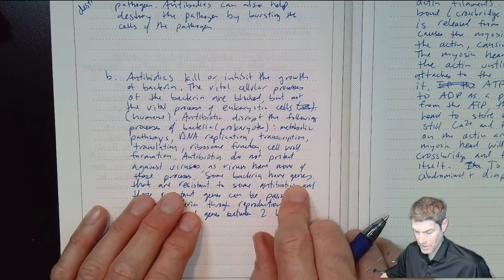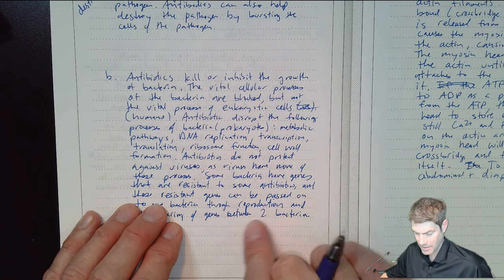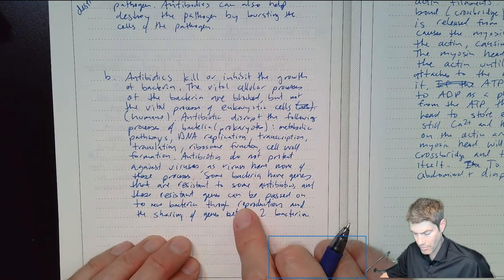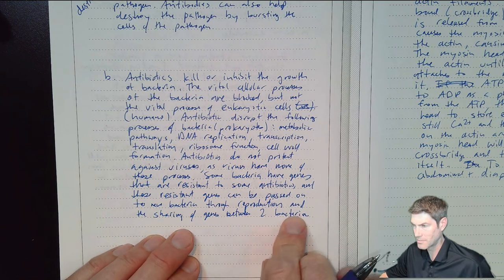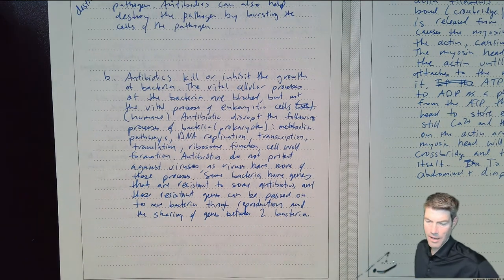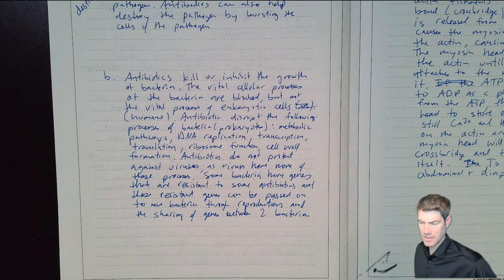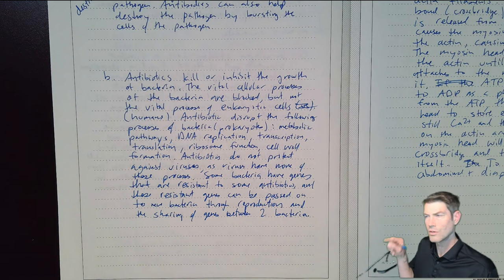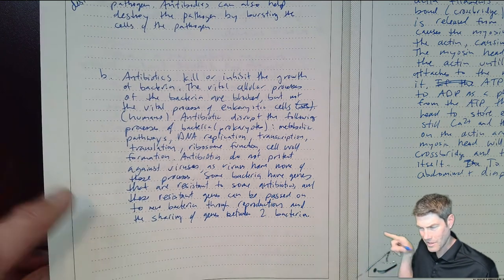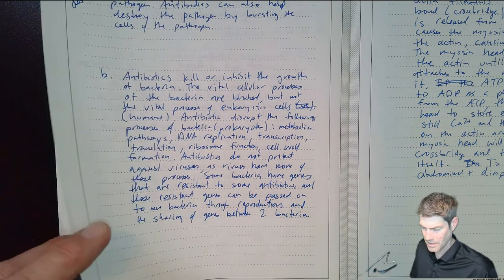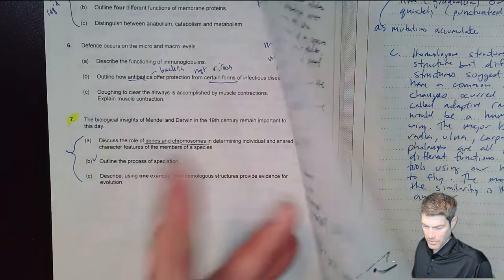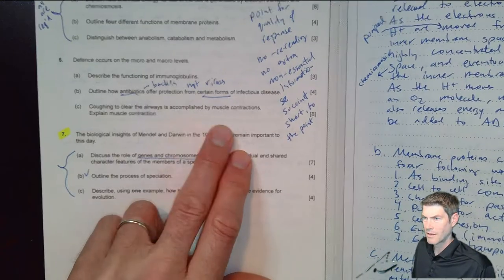And some bacteria have genes that are resistant to some antibiotics. And the resistant genes can be passed on to new bacteria through reproduction and sharing of genes between 2 bacteria. So they basically make copies of each other asexually, passing that on, or they can form these little tubes with which they can do a form of sexual reproduction. They can send genes along to other bacteria. So that's B. And then the last one is the biggest question.